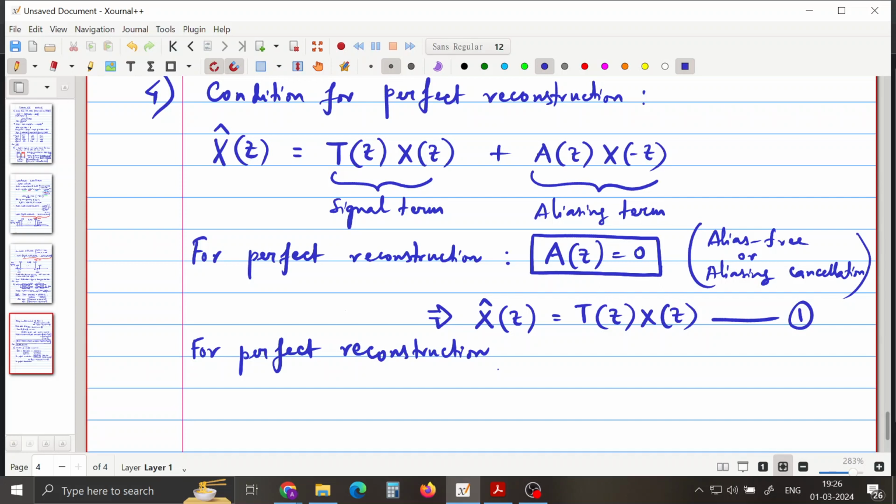Okay, so for perfect reconstruction, what we want is x hat of z to be of some form c times z to the power minus n naught into x of z, where c is a constant, some scaling factor. And this I'll label as equation 2. Why is this form needed? Because this actually translates to a form in the time domain.